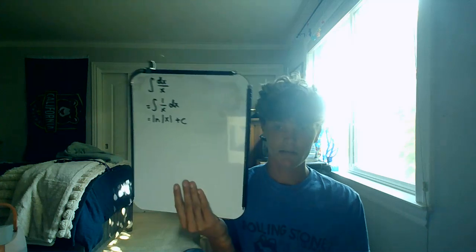Okay, problem 3. We are now integrating, so it is the integral of dx over x. What we can do is change this to be the integral of 1 over x dx, which is the same thing. It just makes it easier for me to process. So if you know from the last one, all we have to do is now it will be natural log of the absolute value of x plus c. Cool.